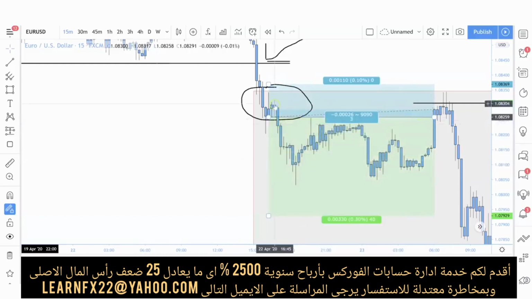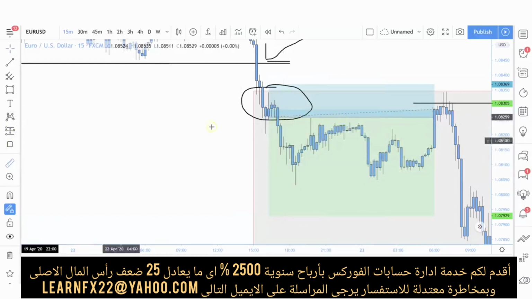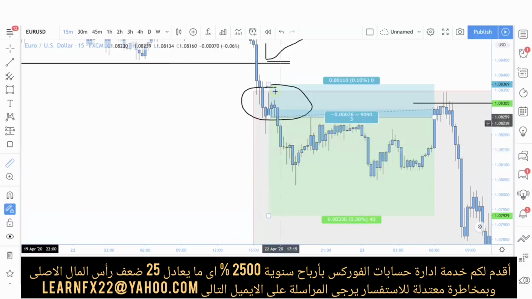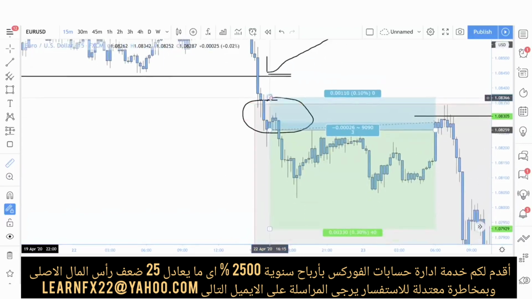So the market structure pushed in our direction. We want to go break even at 1 to 1. So looking at this, this is 11 pips. So by the time price has got back down to this level here, we're locking this trade in at break even.